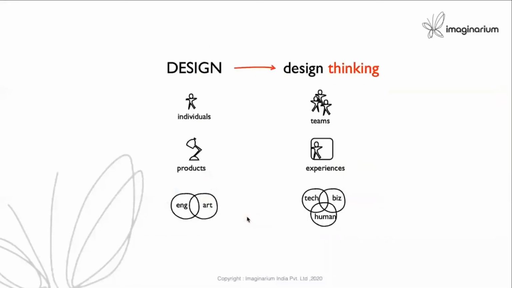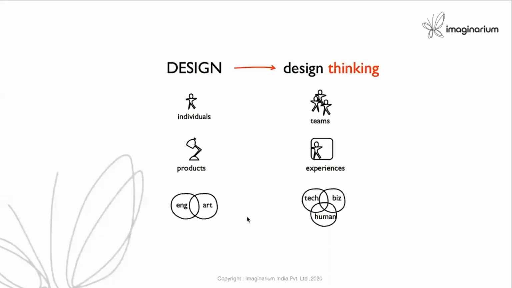One more thing, the difference between design and design thinking. Design is individualistic. It is about products, engineering and art. While design thinking is about teams and experiences, and it is a combination of tech, business, and finance. In some sense, design can be likened to invention, while design thinking can be likened to innovation. Innovation is about reaching that last user, creating wealth, not just by making the product, but by creating an experience in the user.